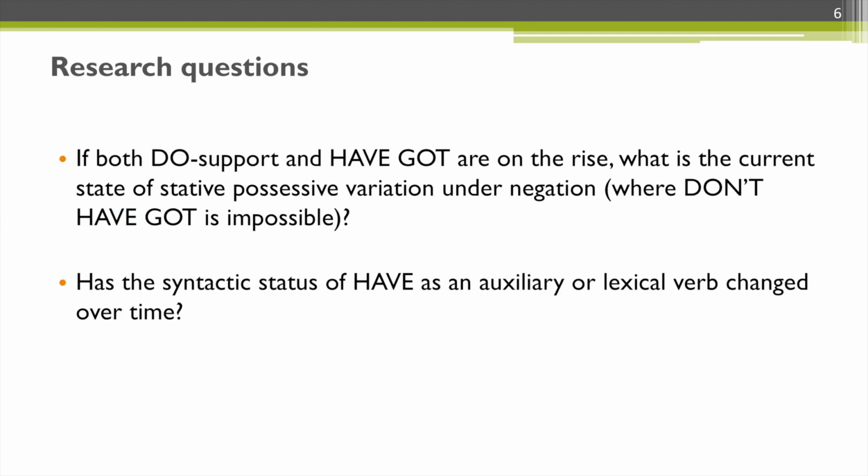So my question is, if both do support and have got are on the rise, what is the current state of the state of possession variation under negation? So we know, from suggestions in the literature, that do support is on the rise. If have got is also on the rise, that seems to be conflicting because we can't have don't have got. So what is the trade-off between those two changes? And also, has the syntactic status of have as either an auxiliary or lexical verb changed over time, because obviously that will determine the patterns that we see.